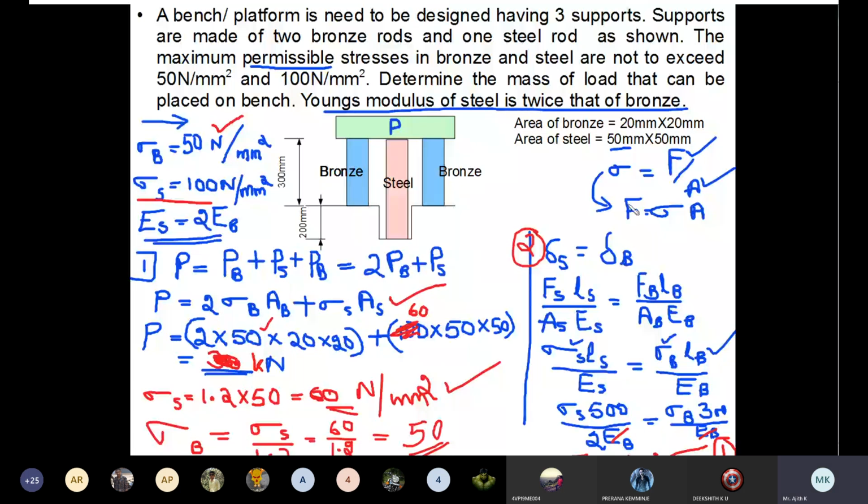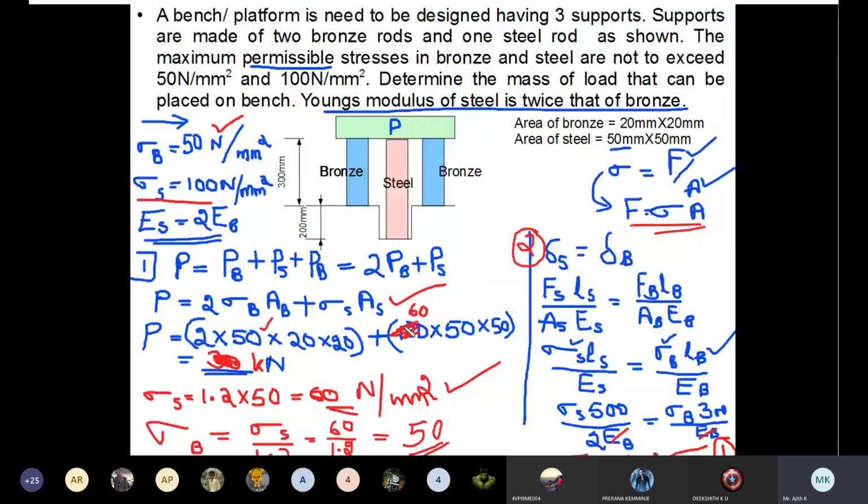Instead of P or instead of force, you can write it as force is equal to sigma into area. So I will replace force by sigma B into area B, also sigma S into area of steel. Here whatever stress value is given in the question, it is maximum permissible stress. This is not the actual stress developed. So you should not substitute 50 and 100 directly here, because 50 and 100 is the maximum permissible stress. So keep it as it is.